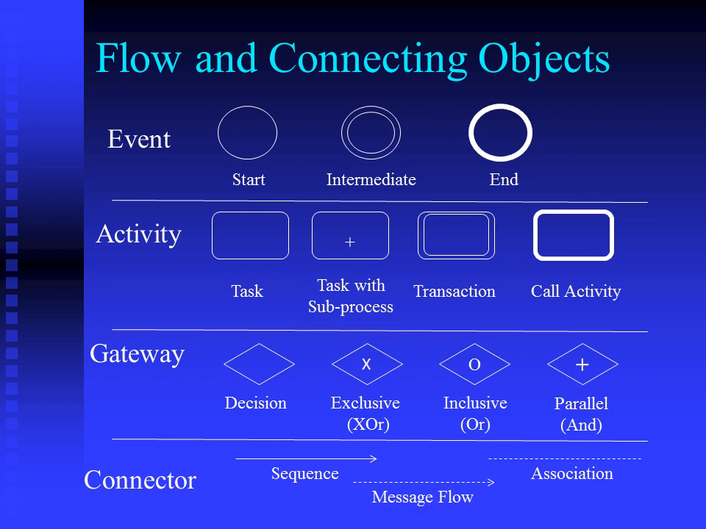A solid line and arrow signify flow in the process or sequence. A dotted line and arrow signify flow of a message, and to show associations between objects, we use a dotted line without arrows.